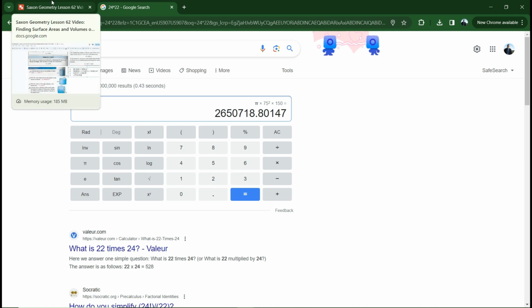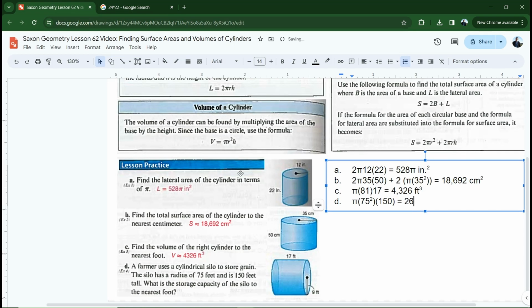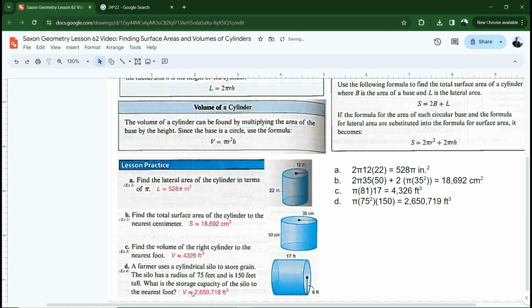2,650,719. We'll put in some commas to keep our numbers straight, and that's going to be in cubic feet. Not going to forget my label this time. And let's just make sure we did that right. 2,650,719.